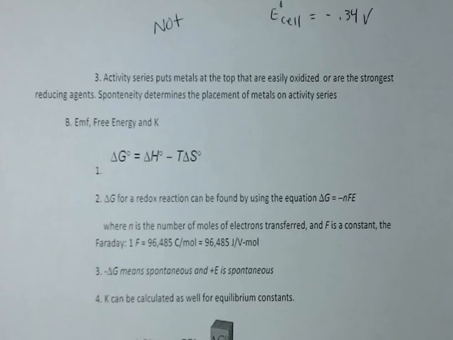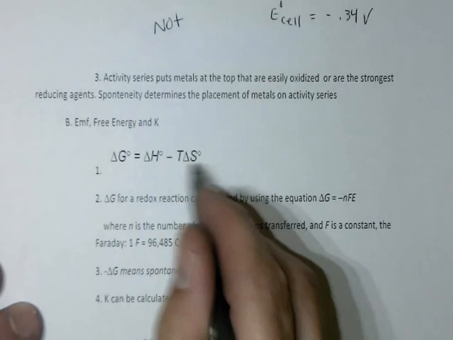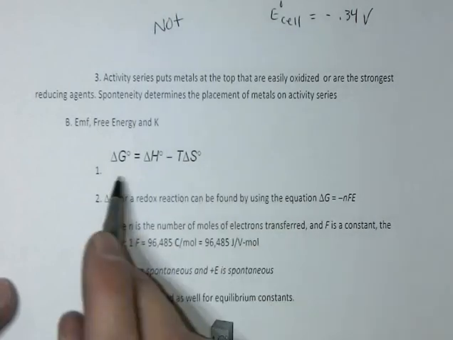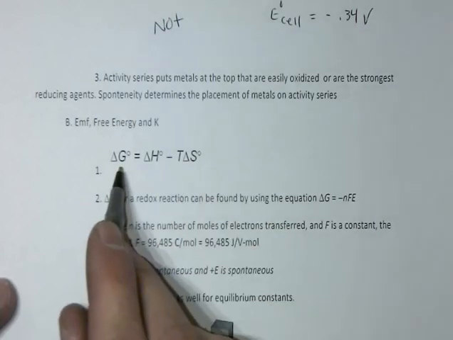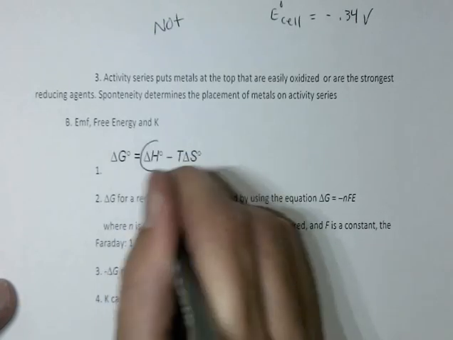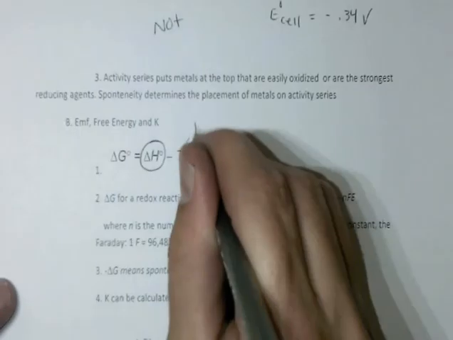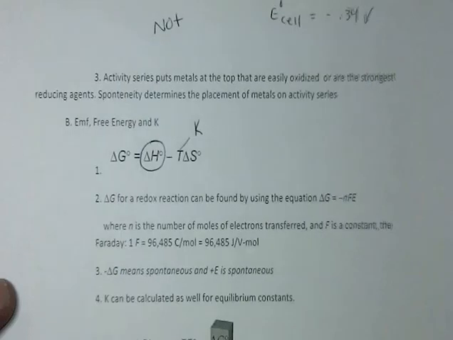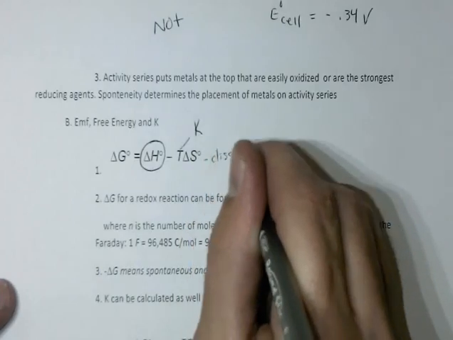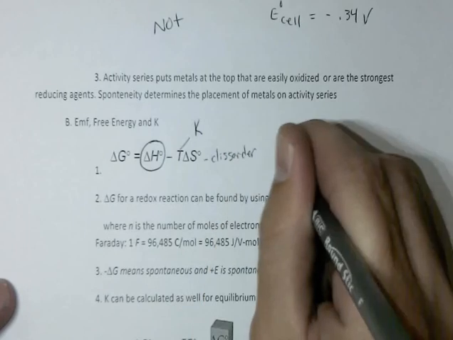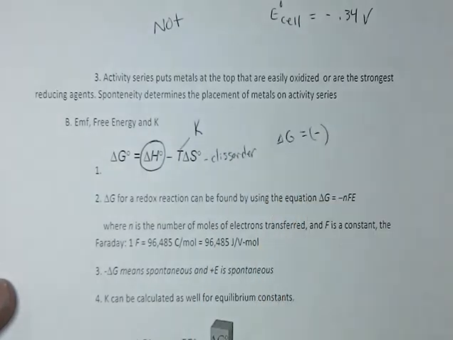When you look at Gibbs free energy itself, this is the base Gibbs free energy. Delta G is the measure of the free energy allowed to do work. If you remember, delta H is the enthalpy of the reaction. T is the absolute temperature that has to be in Kelvin, and the entropy is the disorder of the system. So in this case, if delta G happens to be negative, that means it's spontaneous.